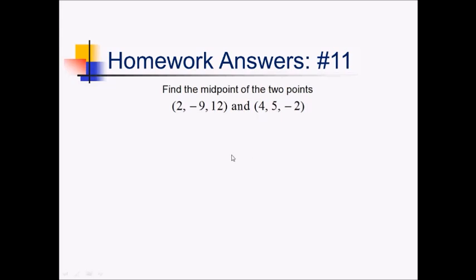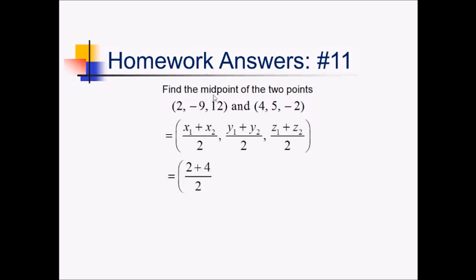On this problem, we want the midpoint of these 2 points in three-dimensional space. So here's our 3D midpoint formula. We're essentially averaging the x, y, and z values together. So for the x values, we've got 2 plus 4 over 2. Then for y's, we have negative 9 plus 5 over 2. And for z's, 12 minus 2 over 2. Going through each of these, this is going to be 3, comma, let's see, negative 4 over 2 is negative 2, comma, 10 over 2 is going to be 5.